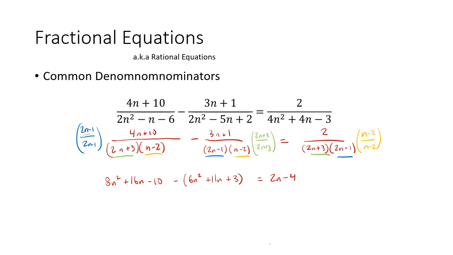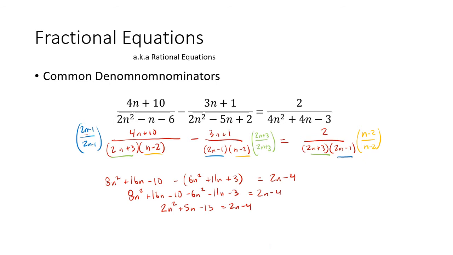Distribute that through. Alright, so let's simplify this a little. 8n squared plus 16n minus 10 minus 6n squared minus 11n minus 3 equals 2n minus 4. So squared terms, we have 8 and negative 6, so we have positive 2n squared. 16n minus 11n is positive 5n, and negative 10 and negative 3 is negative 13, equals 2n minus 4.